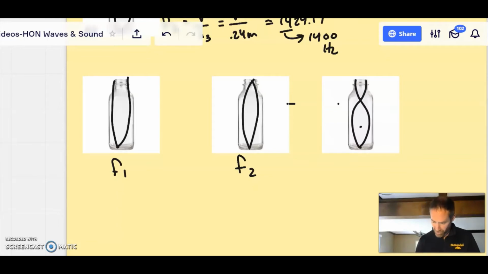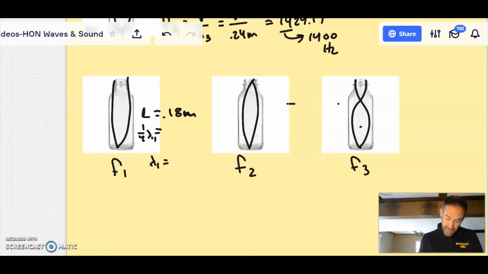Now that actually looks a lot better. Frequency 3 would look like that. Okay, so now we know that the length of this bottle is 0.18 meters. And so say I didn't do that for that last part. Say I said, all right, well, then this 0.18 meters is the length, and it's also a fourth of that fundamental wavelength. So I might say that that fundamental wavelength is 4 times the 0.18 or 0.72 meters.